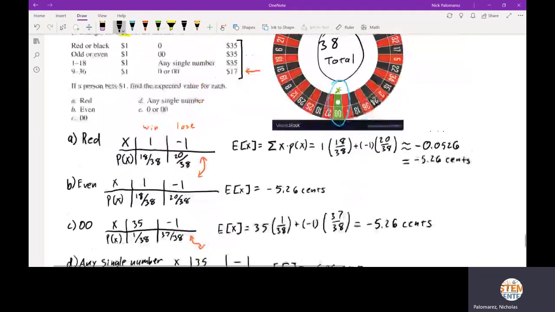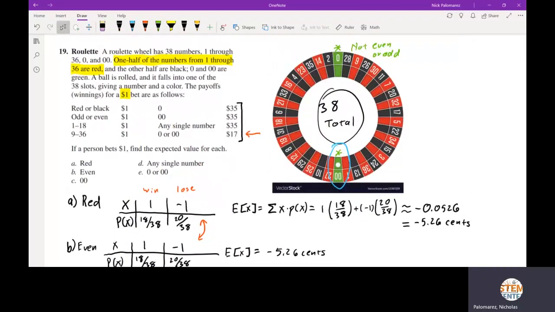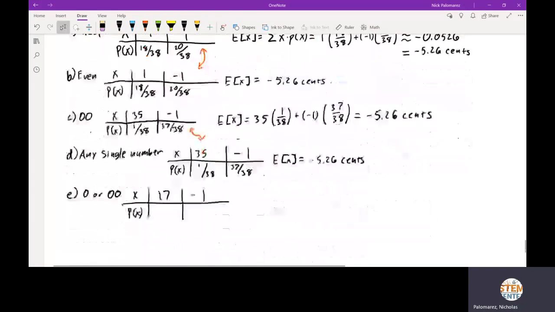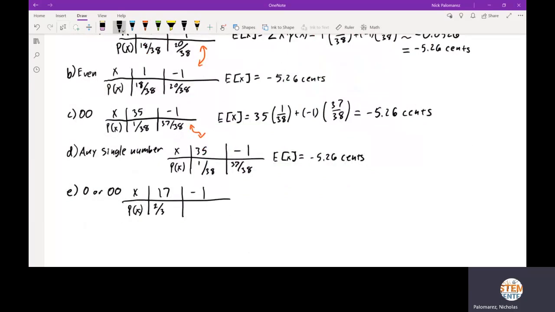So what's the probability of it? Well, 0 or 00 corresponds to the two green slots on the wheel. So we have a 2 out of 38 chance of landing on those. So that means the other 36 out of 38 are going to be losses for us. So now we can calculate our expected value again. Notice it's not the same distribution as any of the previous ones, so we can actually do it out. 17 times 2 over 38 plus negative 1 times 36 over 38. And we evaluate that out, and if you were able to guess, we get negative 5.26 cents.